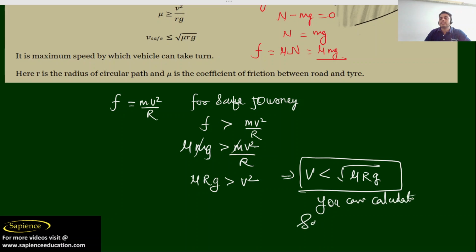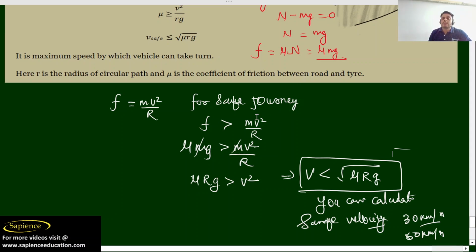So from here you can calculate the safe velocity. Suppose I have a velocity of 30 kilometers per hour. If I increase it from 30 to 50 kilometers per hour, definitely our car will skid. Okay, so I hope you all have understood this.